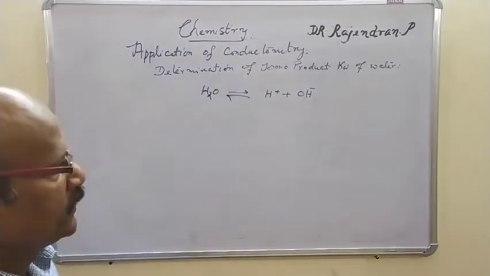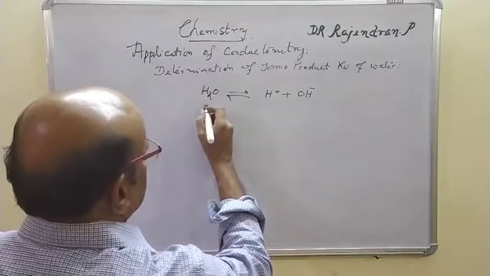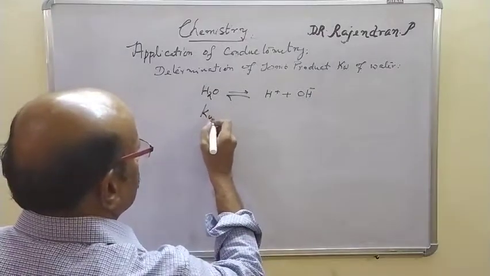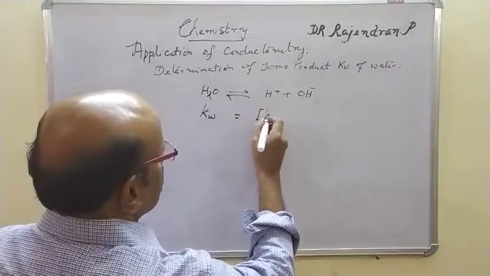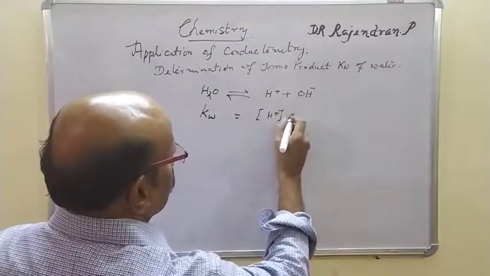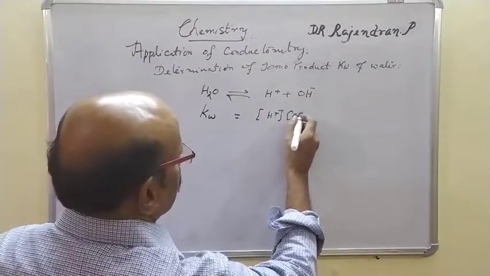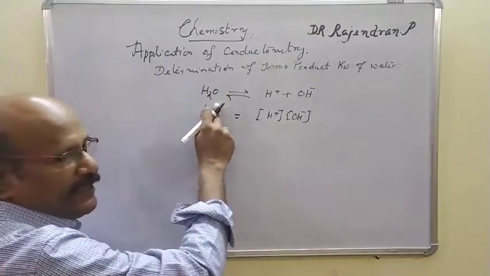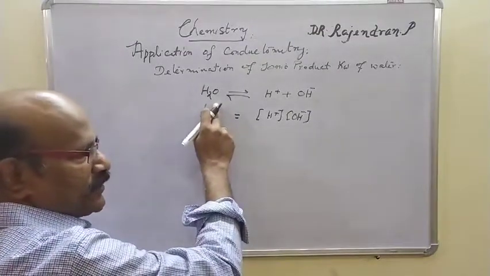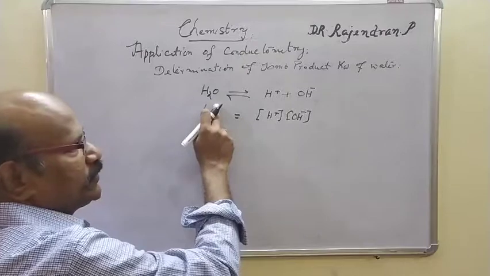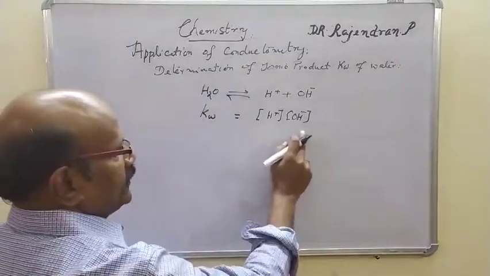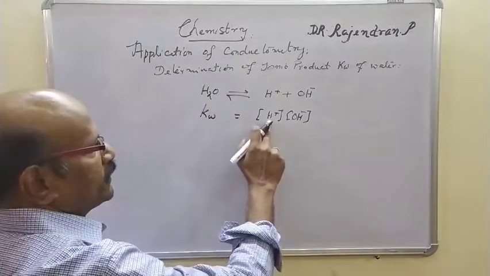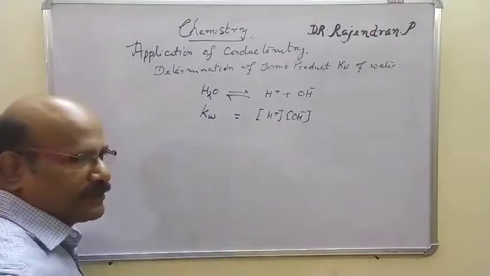Therefore, the ionic product of water Kw is equal to the concentration of H plus into the concentration of OH minus divided by the concentration of H2O, which is practically a constant. Since it is a constant and assumed not to change, you can take Kw of water as H plus into OH minus ion.